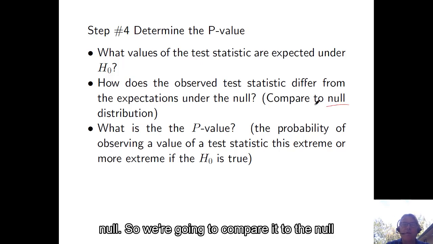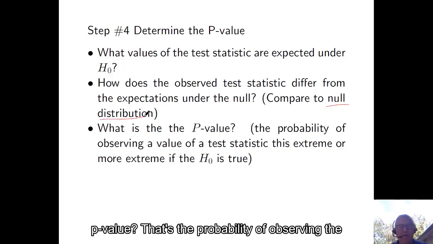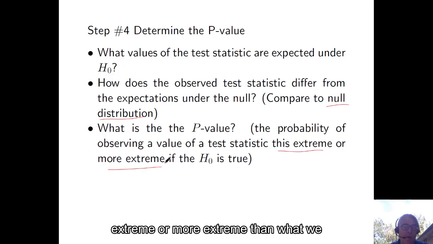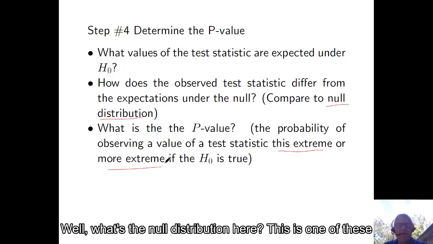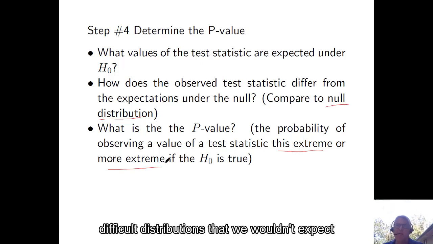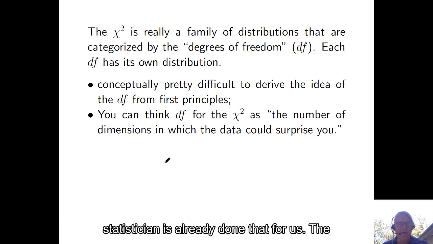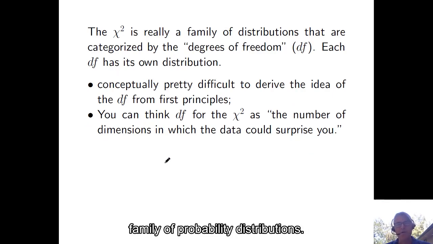So we're going to compare it to the null distribution. And then what's the p-value? That's the probability of observing a value of the test statistic as extreme or more extreme than what we actually observed if the null hypothesis was true. Well, what's the null distribution here? This is one of these difficult distributions that we wouldn't expect you to derive, but fortunately some statistician has already done that for us. The chi-square is a family of probability distributions.